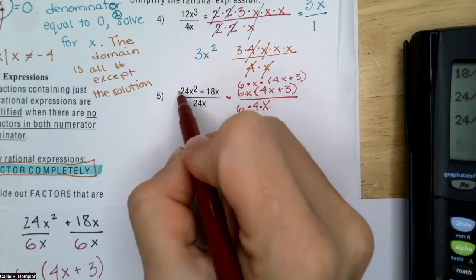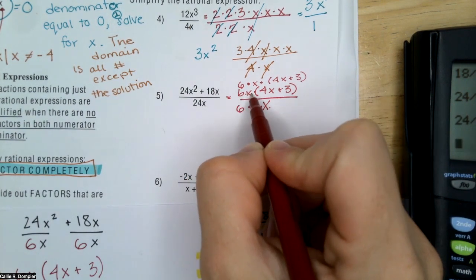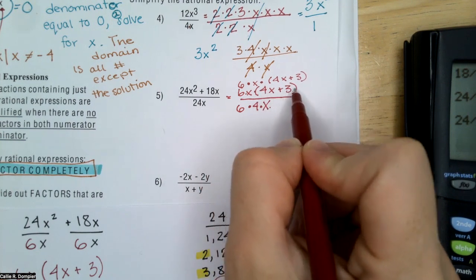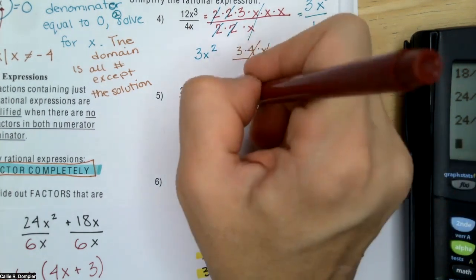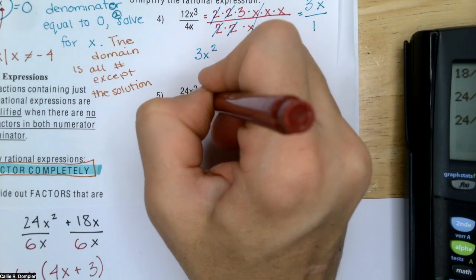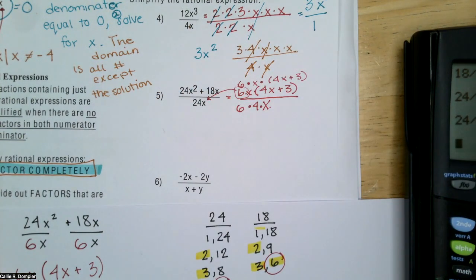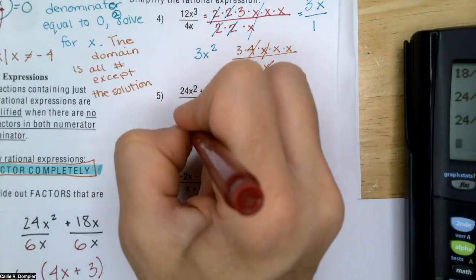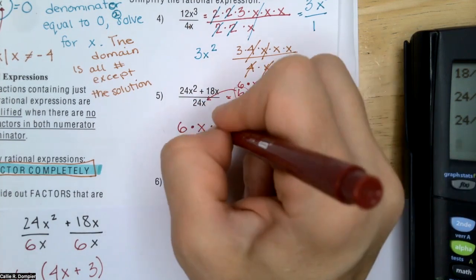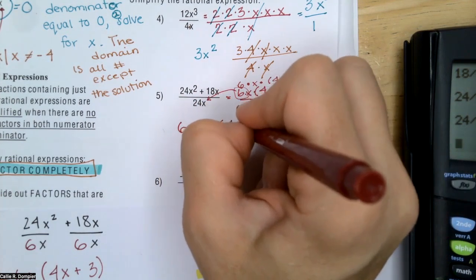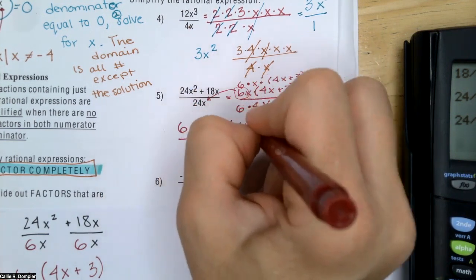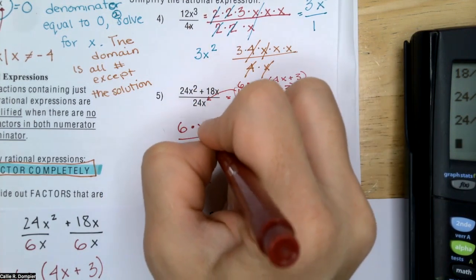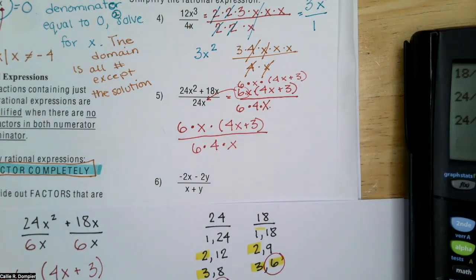So I did the hard one first. I saw that there was a 6 and an x and a binomial that I won't be able to factor out. And so I wanted to see, because this factor is 6, can I divide 24 by 6? And I can. 24 divided by 6 is 4. So I'm going to rewrite it because I kind of kept writing over myself. 6 times x times the quantity 4x plus 3 divided by 6 times 4 times x. And now we cancel. Okay.